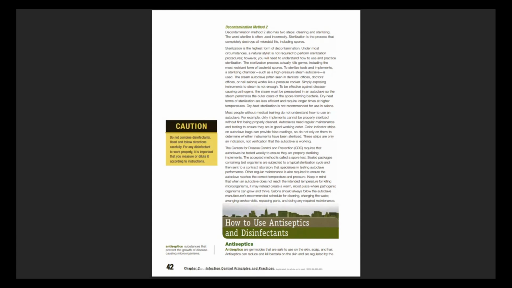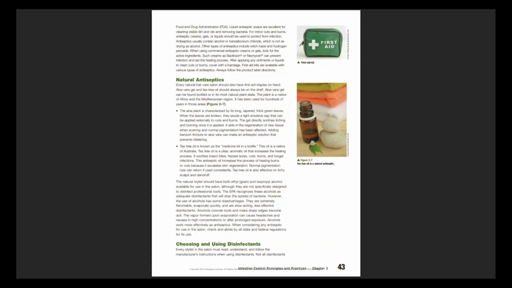Antiseptics are germicides that are safe to use on the skin, scalp, and hair. Antiseptics can reduce and kill bacteria on the skin and are regulated by the Food and Drug Administration, FDA. Liquid antiseptic soaps are excellent for cleaning visible dirt and oils and removing bacteria. For minor cuts and burns, antiseptic creams, gels, and liquids should be used to protect from infection. Antiseptics usually contain alcohol or benzalkonium chloride, which is not as drying as alcohol. Other types of antiseptics include witch hazel and hydrogen peroxide.